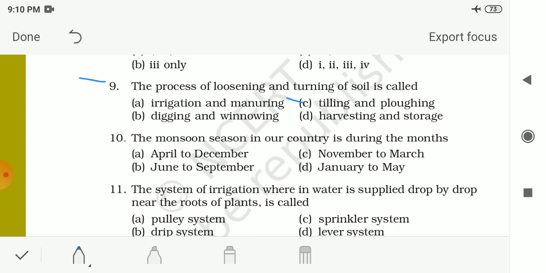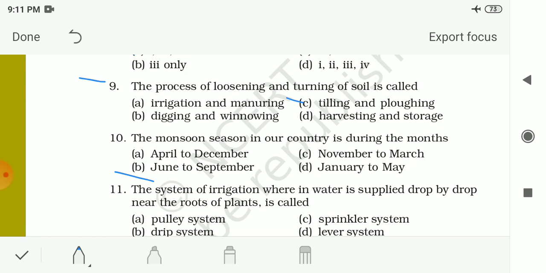Next is the monsoon season in our country is during the months. In which month in our country monsoon season is there? So the options are given to you, that is April to December, June to September, November to March, and January to May. So here our answer is option B, June to September.